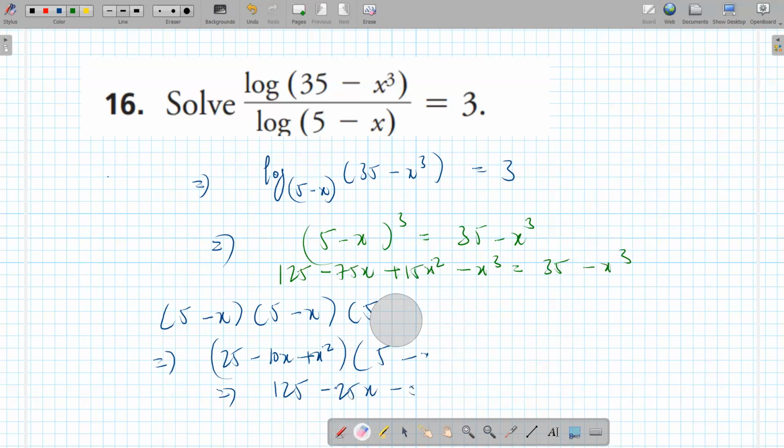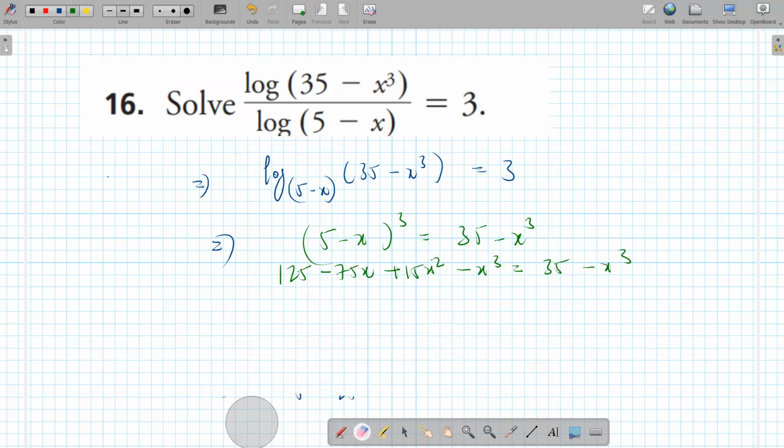Now this is a pure algebra problem from here on out. Our degree is 3. Can we cancel this term and this term? Yes. So by adding x cubed on both sides, they'll both be gone. Now we're just left with a simple quadratic. We've done this many times. To solve a quadratic, move everything to the same side. It's going to become 15x squared minus 75x plus 90 equals 0.